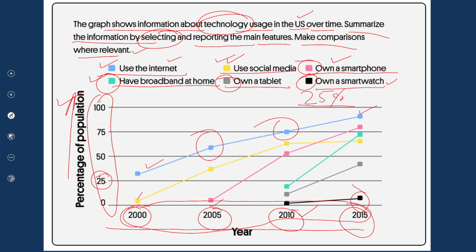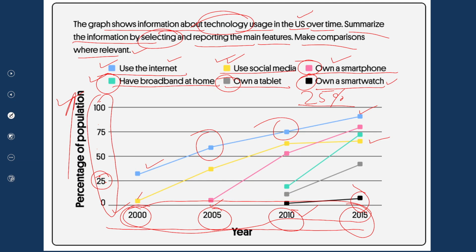If we talk about usage of social media, in the year 2000, there was no social media, and 0 or less than 25% of the people were using social media. And in 2015, it became almost more than 50%, near to 60, 65 or 70.